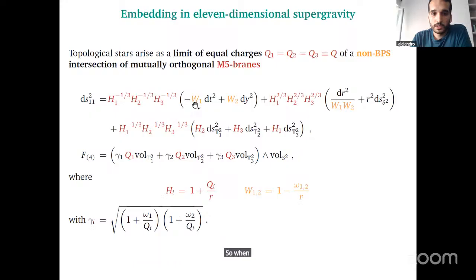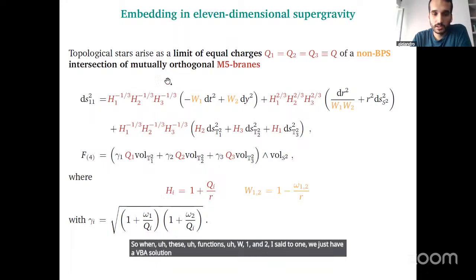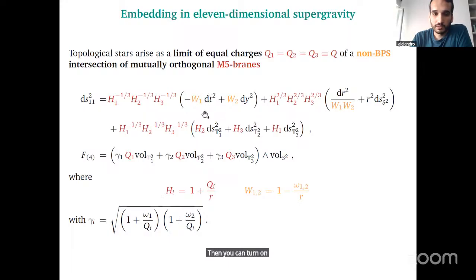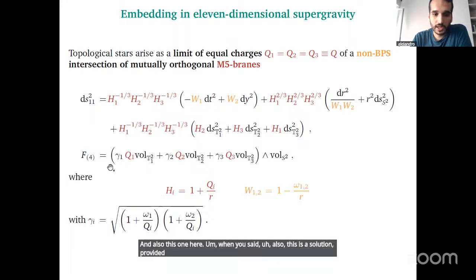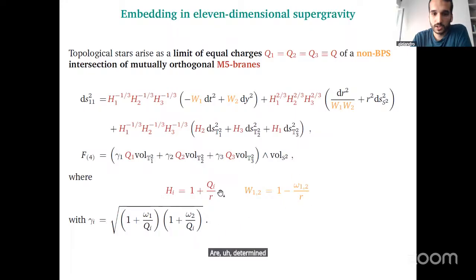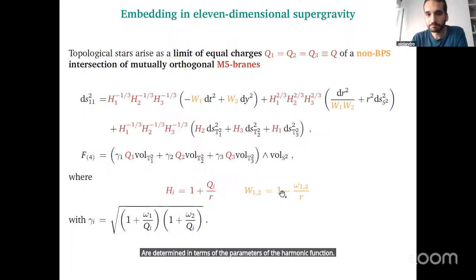So when these functions W1 and W2 are set to 1, we just have a BPS solution describing 3 stacks of mutually orthogonal M5 branes. Then you can turn on this blackening factor, and also this one here. And this is a solution provided that these parameters here are determined in terms of the parameters of the harmonic functions in this way.